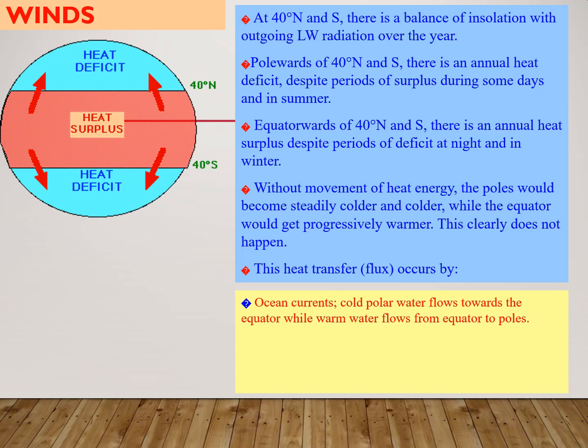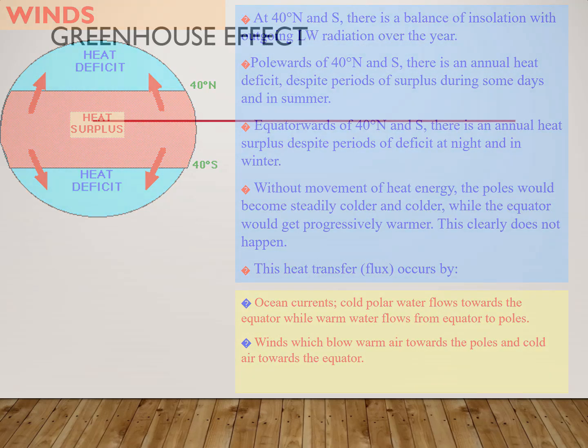We have already seen how currents move from the equator towards the poles and from the poles towards the equator. Winds that blow carry the warm air towards the poles and bring the cold air towards the equator. So they help in keeping the temperatures moderate or equable throughout the year.